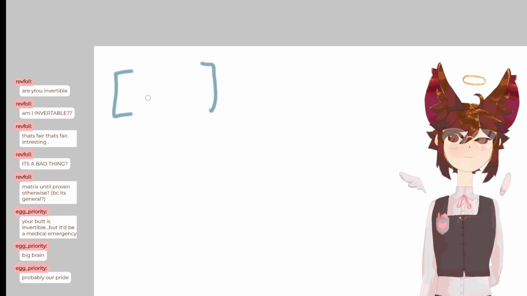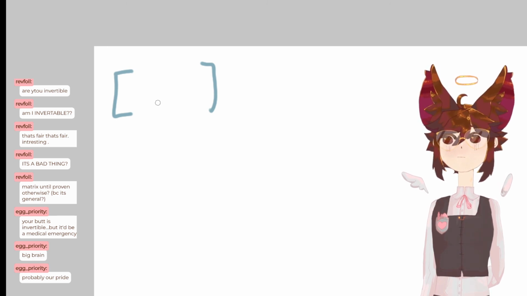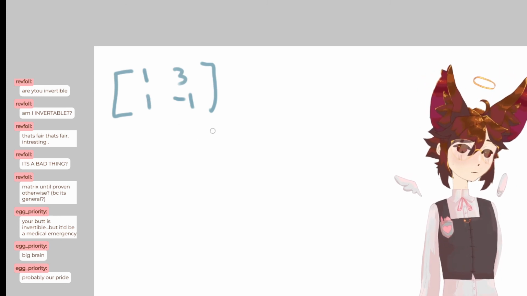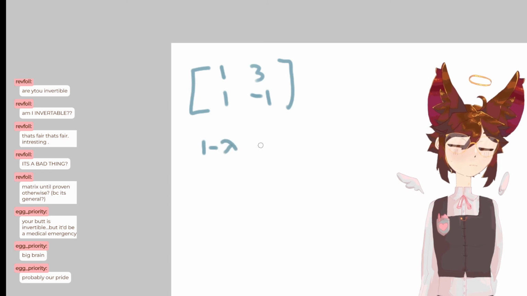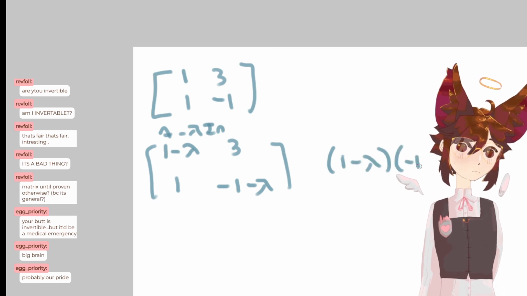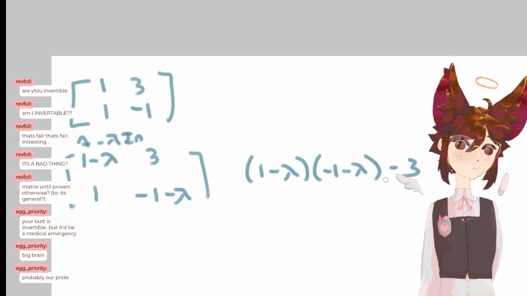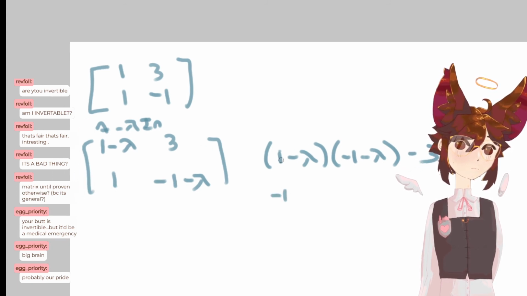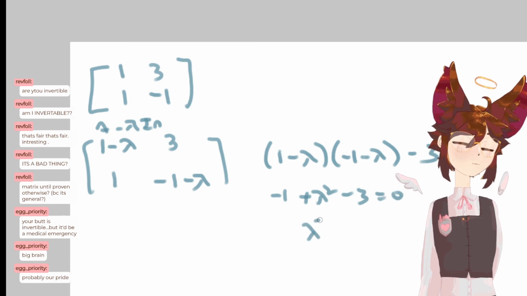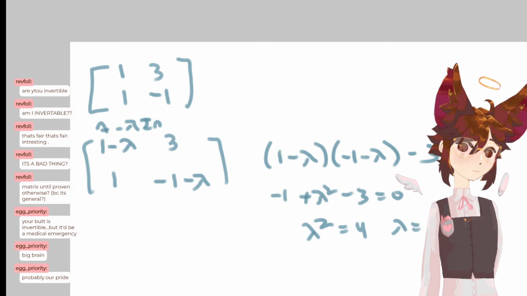Let's do, okay, 1, negative 1, 3, 1, I think would work. Let's see. I'm going to shortcut a little bit. So this is our A minus lambda I. 1 minus lambda, negative 1 minus lambda, minus 3. It'll be negative 1. The lambdas cancel, plus lambda squared minus 3 equals 0. Lambda squared equals 4. So lambda equals plus or minus 2.